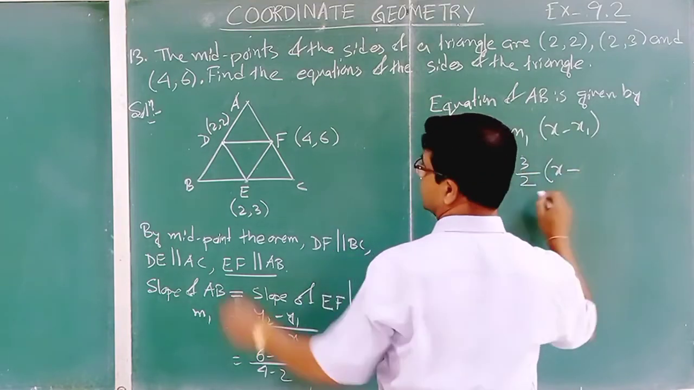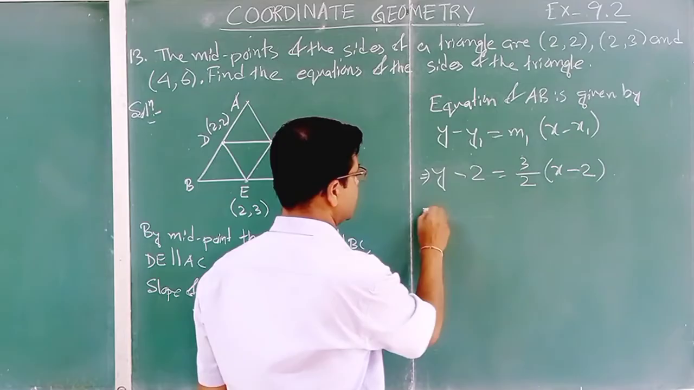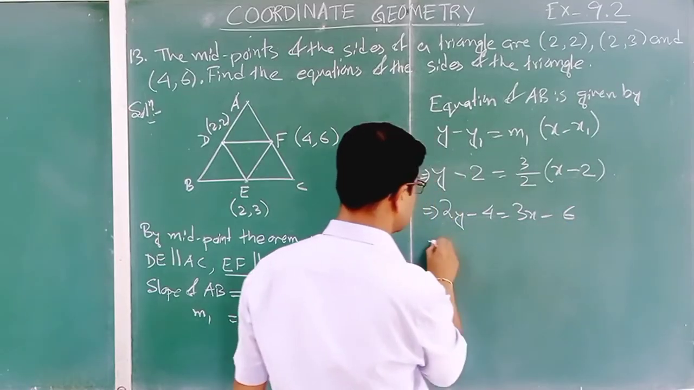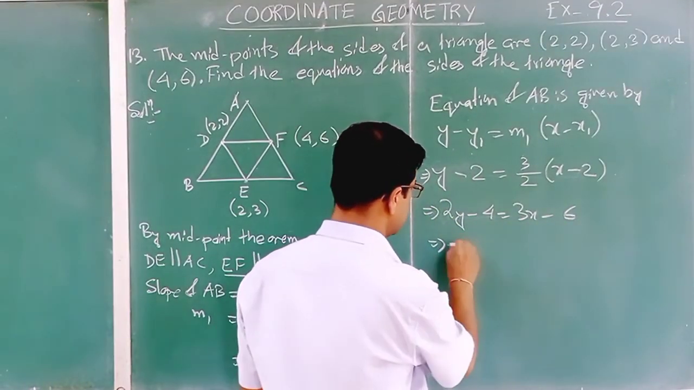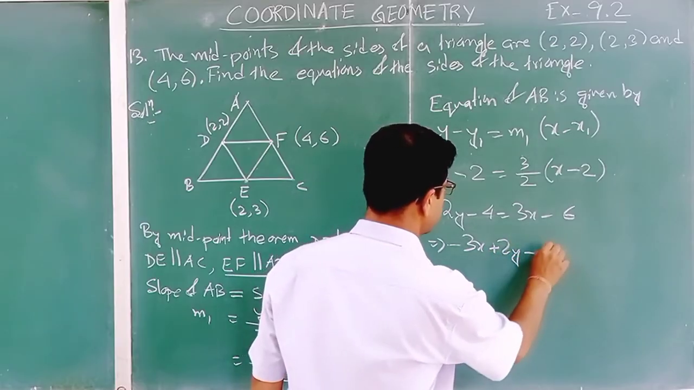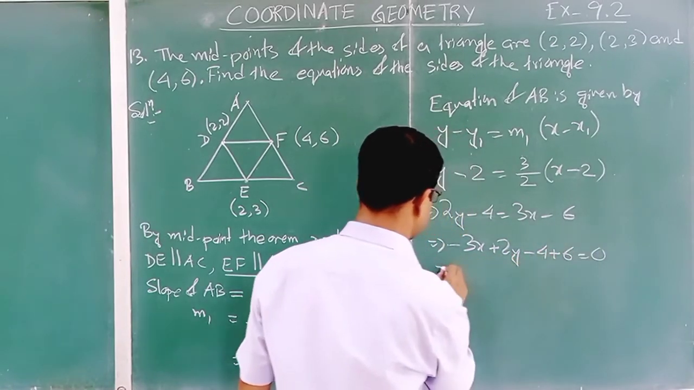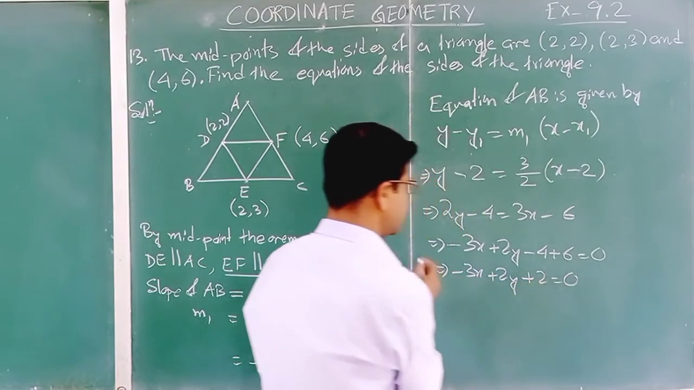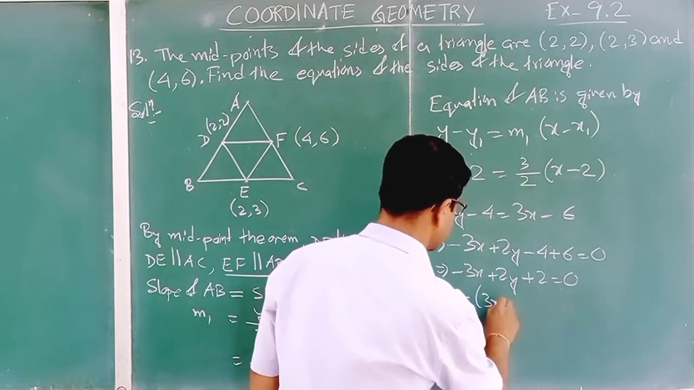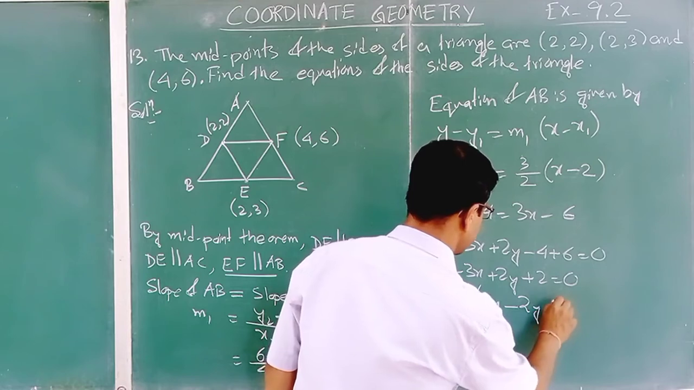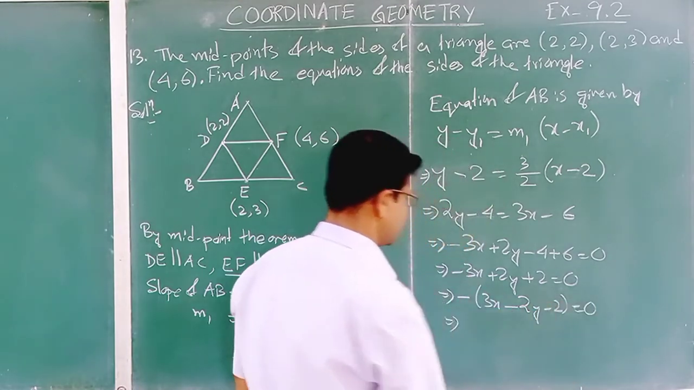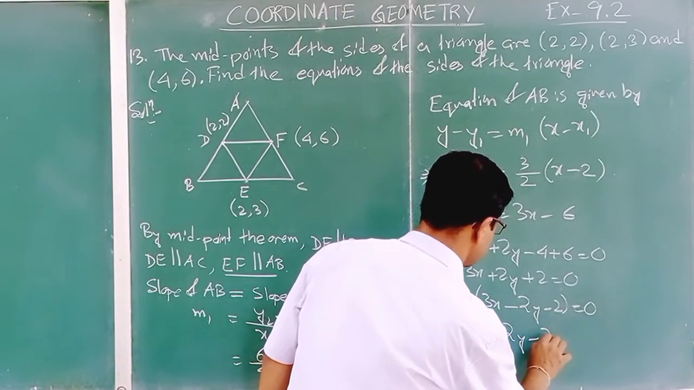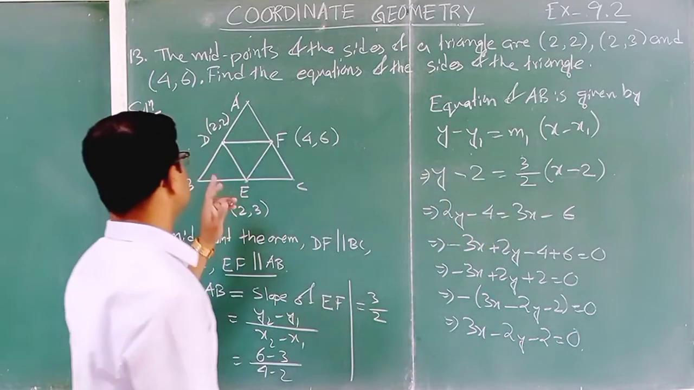x1 is also 2. Let us cross multiply: 2 times (y minus 2) equals 3 times (x minus 2), so 2y minus 4 equals 3x minus 6. Let us take 3x to this side: minus 3x plus 2y minus 4 plus 6 equals 0. So minus 3x plus 2y plus 2 equals 0. Multiplying both sides by minus 1, the equation is 3x minus 2y minus 2 equals 0. Thus we have found the equation of AB.